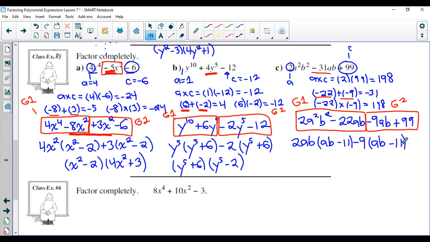Okay, move the binomials in brackets, factor those out to the front. So you'd have ab minus 11, and then you'd have 2ab minus 9.